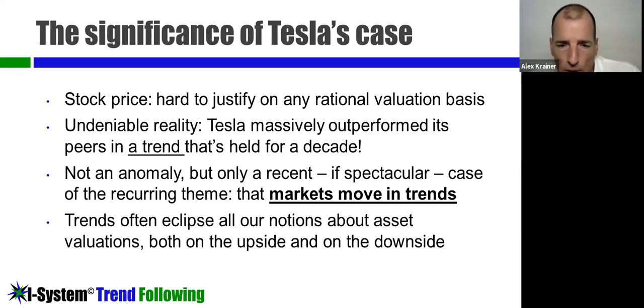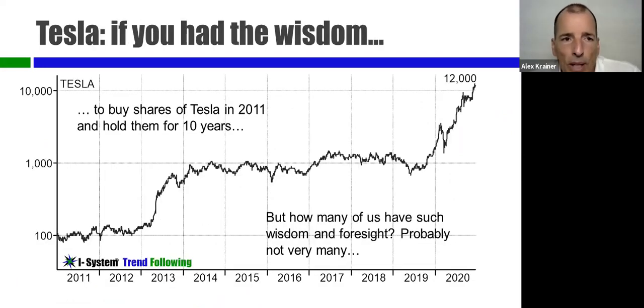Trends often eclipse all our notions about asset valuation, both on the upside and often on the downside as well. So basically, if you had the wisdom to buy some shares of Tesla in 2011 and hold them for 10 years, you would have made your money 120 times over. But unfortunately, not many of us have had such foresight. And that also speaks to the idea about stock picks, because most investors are obsessed with stock picks. Give me a stock pick, which stock is going to do great. And then they make 50%, 100%, and they sell out.